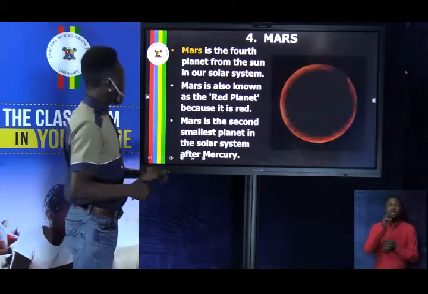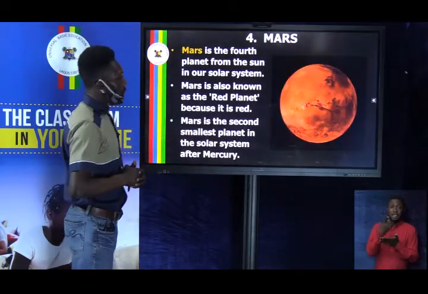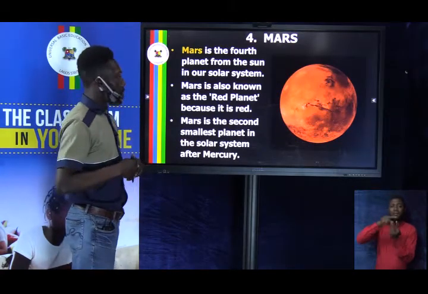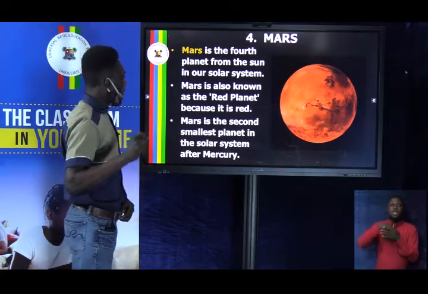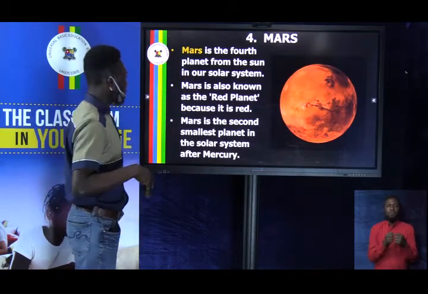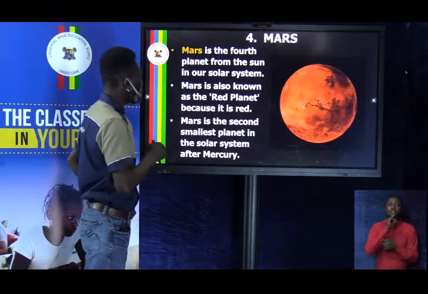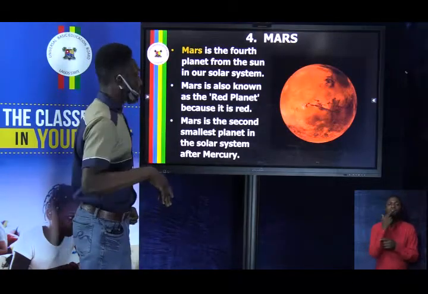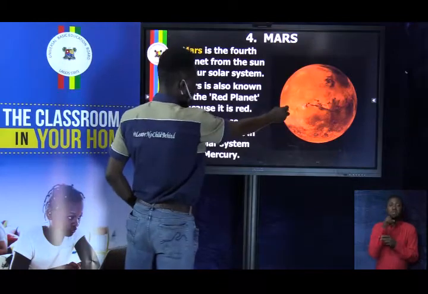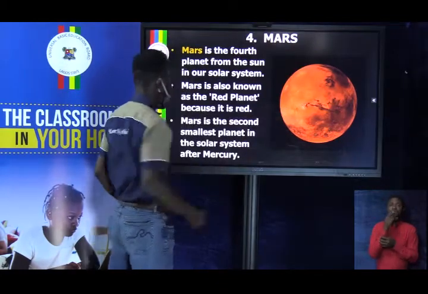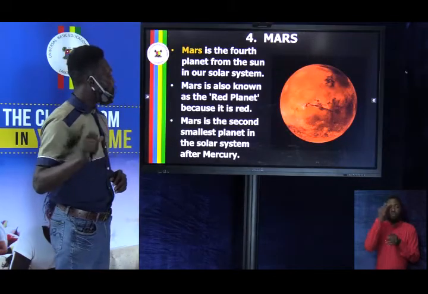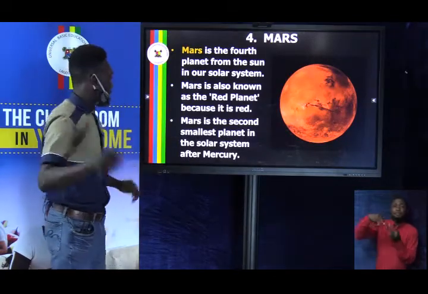Next one is Mars. See the diagram there. Mars is the fourth planet from the Sun in our solar system. Mars is also known as the red planet. You can see here, it is red in color. So Mars is also known as the red planet because it is red.